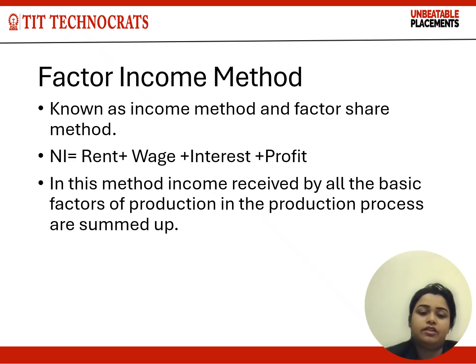Now the third method is the factor income method. This method calculates national income from the income side. National income is equal to rent plus wages plus interest plus profit. It includes income earned by all the factors of production during a year. The income method measures national income by adding all factor payments made during the year. It focuses on who earned income and not on what was produced.